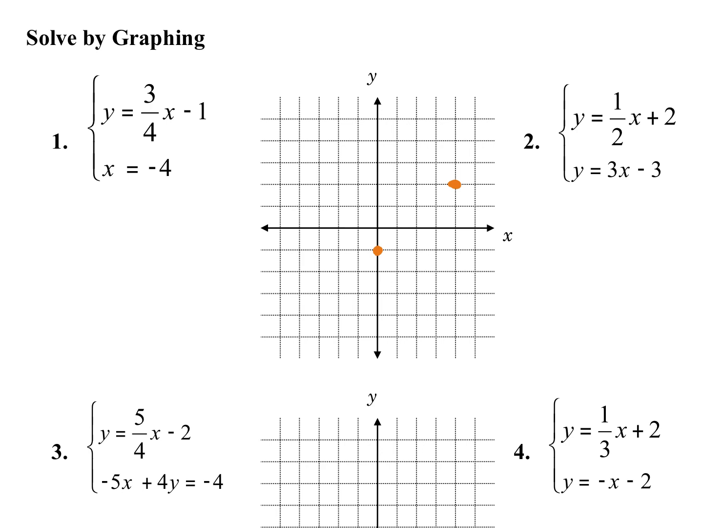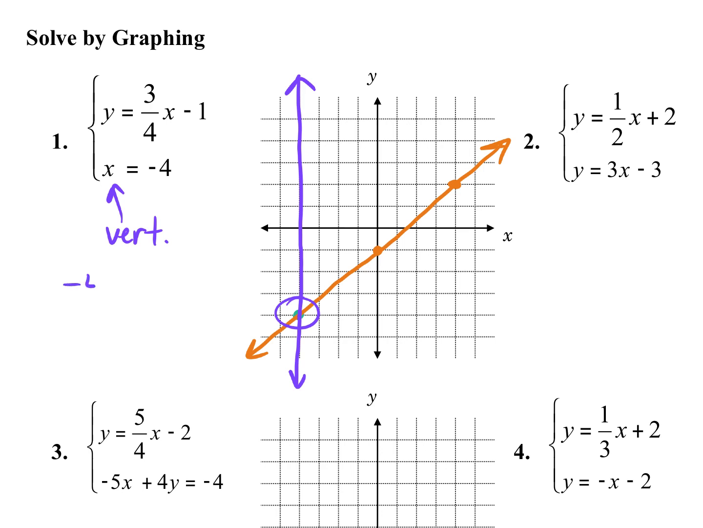Okay. Second line is, oh, I maybe should have done another point. Hold on. There we go. Second line is x equals -4. What kind of line is x equals? It's vertical. So vertical at -4, 1, 2, 3, 4. That's this line. What's your solution? It's the point of intersection, right? -4, -4.